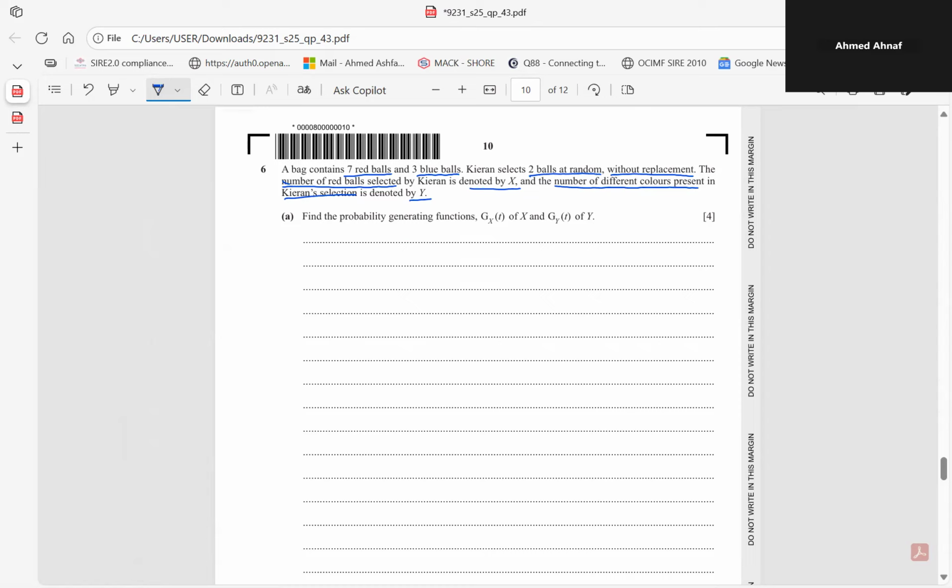For the first part, we need to find the probability generating functions for X as well as for Y. To do this question, we have to first find the values of each random variable. For X, it's the number of red balls. It's possible for you to have 0 red balls, or just 1 red ball, or maximum 2 red balls, because we're selecting 2 balls at random.